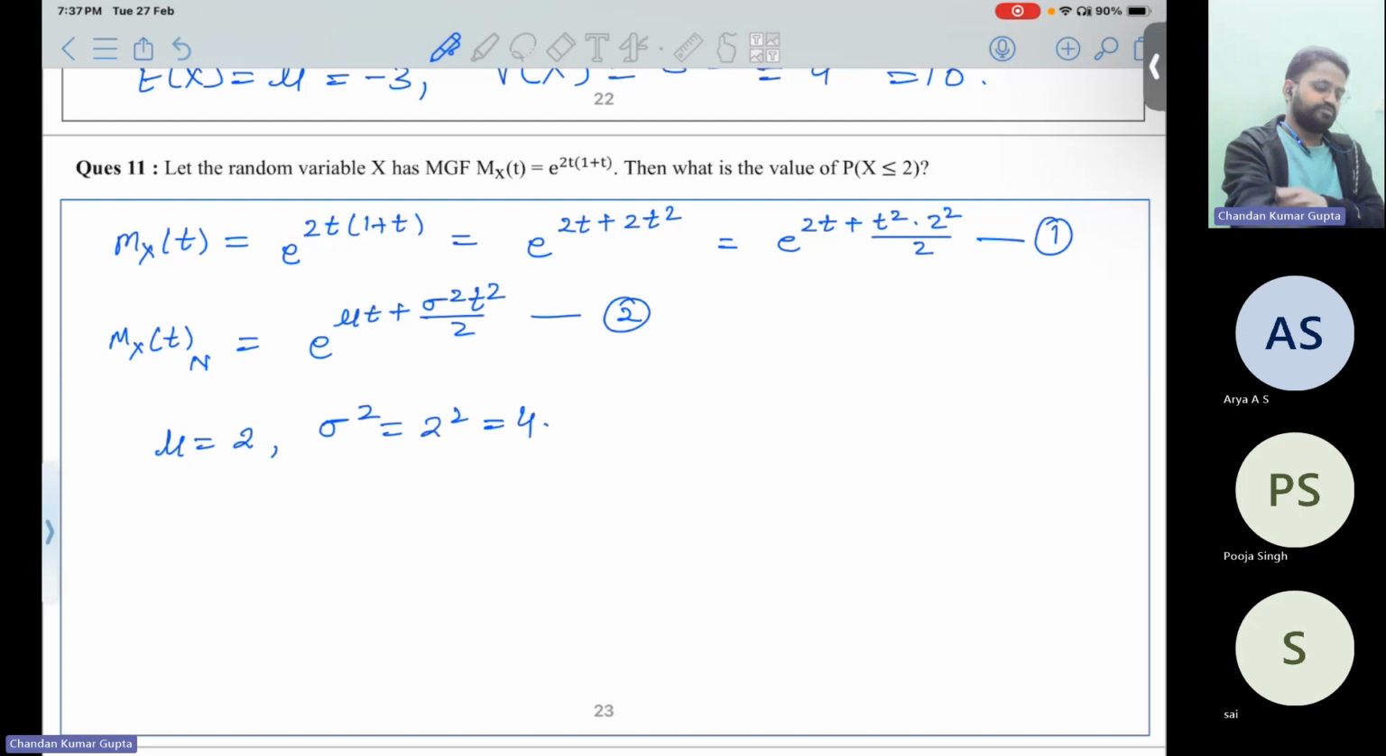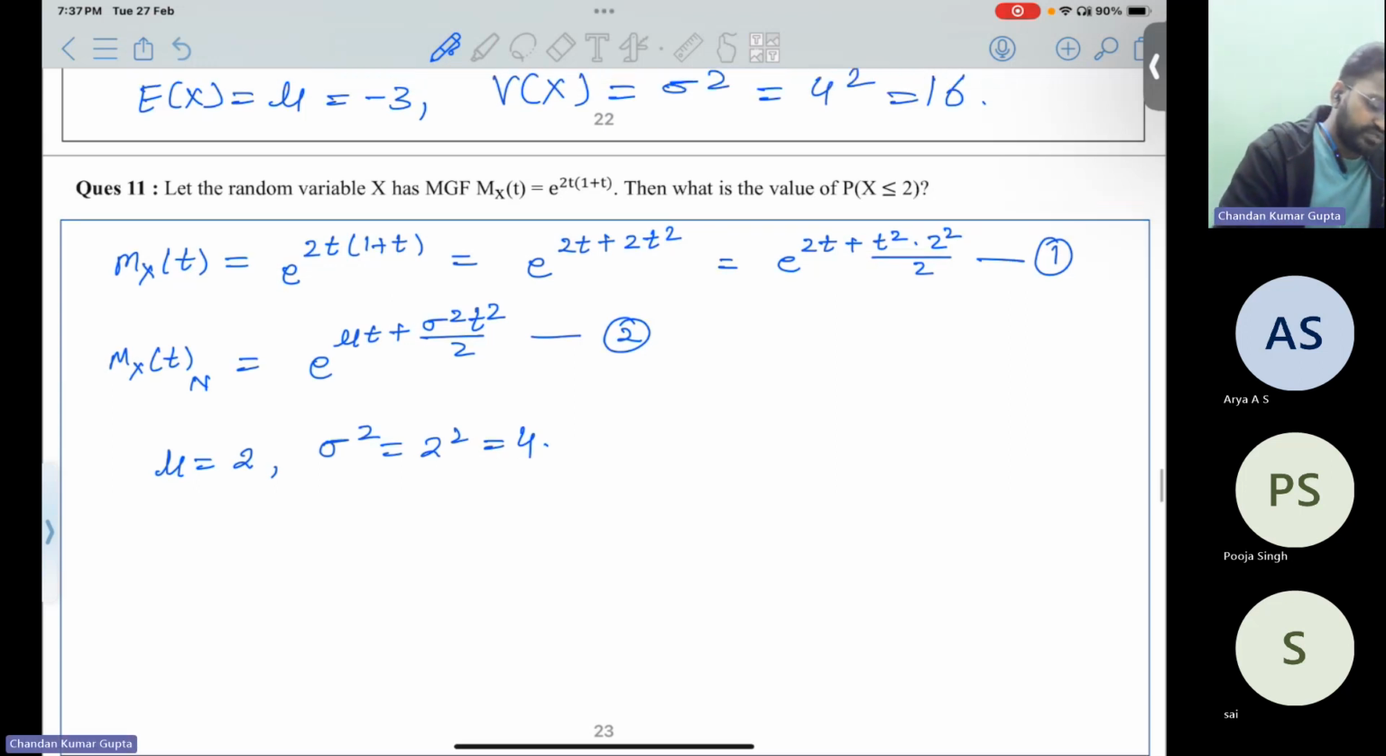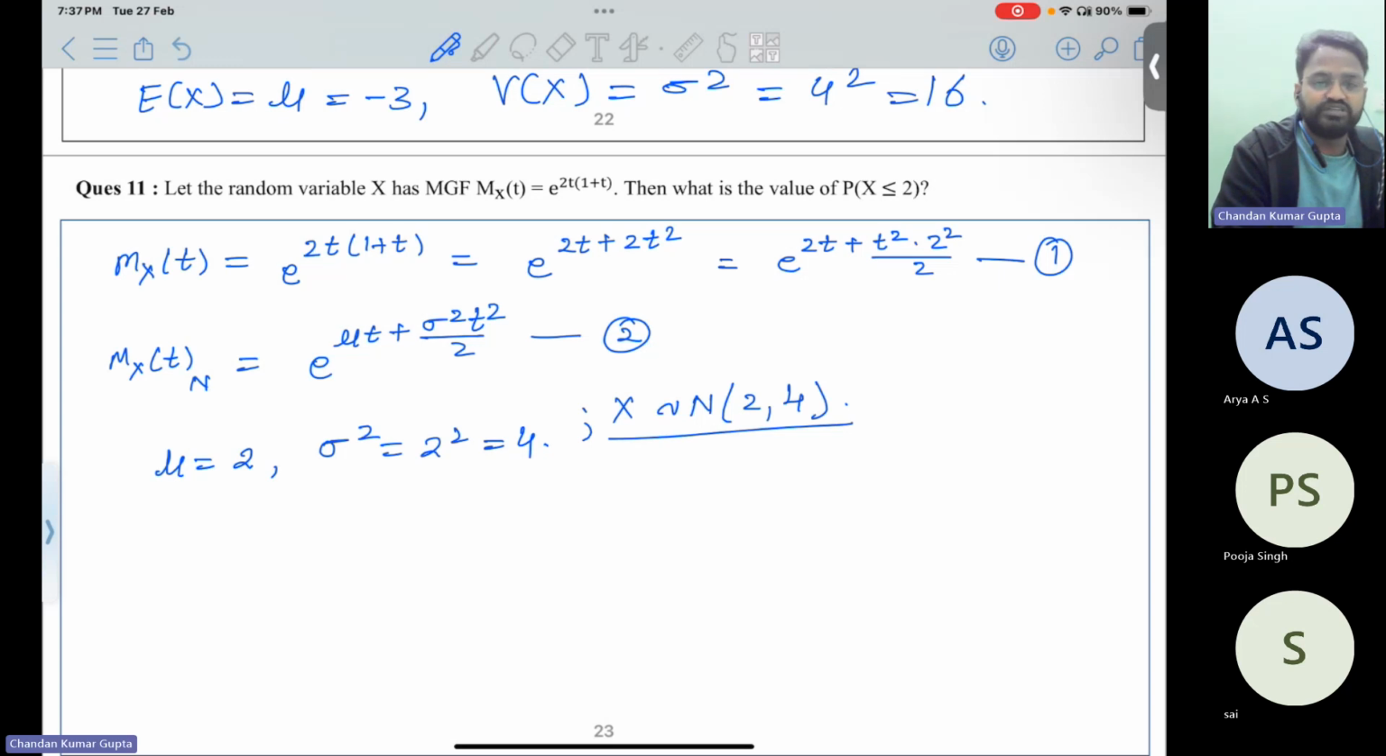It is equal to 4. Okay, so that means what? That means x follows a normal distribution with mean 2 and variance 4. We will get the PDF of the distribution. Now it is an easy task to calculate the probability.